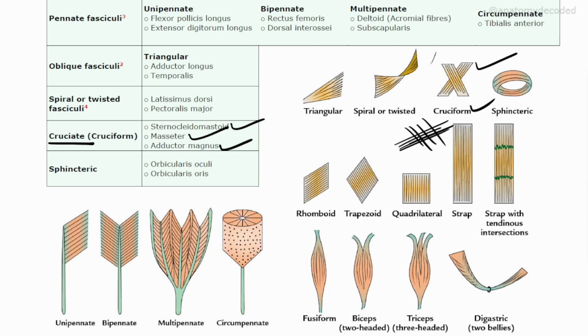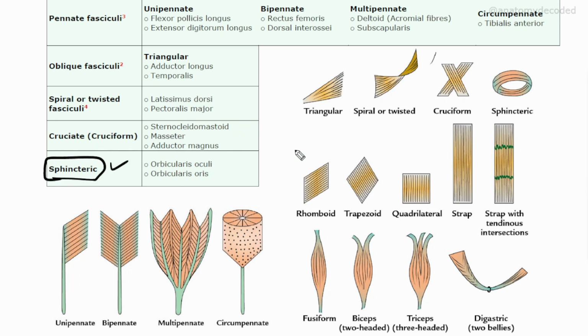Then sphincteric fasciculus. Sphincteric means they are surrounding an opening. For example, the opening of the mouth is surrounded by a muscle called orbicularis oris. The opening of the eye is surrounded by a muscle called orbicularis oculi. When they contract, they close this opening. So these muscle fibers are referred to as sphincteric.